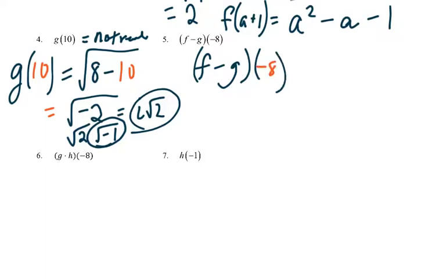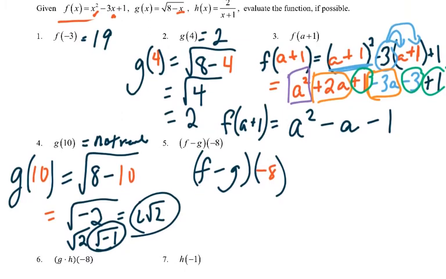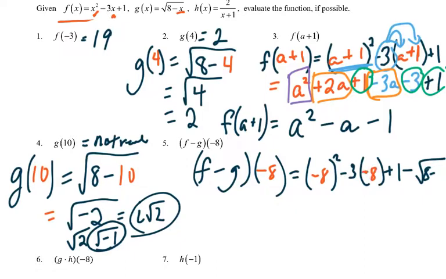Well, our f is equal to, what is it? x squared minus 3x plus 1. So I'm going to write out the subtraction of those two functions and replace all the x values with a negative 8. Okay, I know that's a little squeezed, but that red little blob is a minus negative 8.